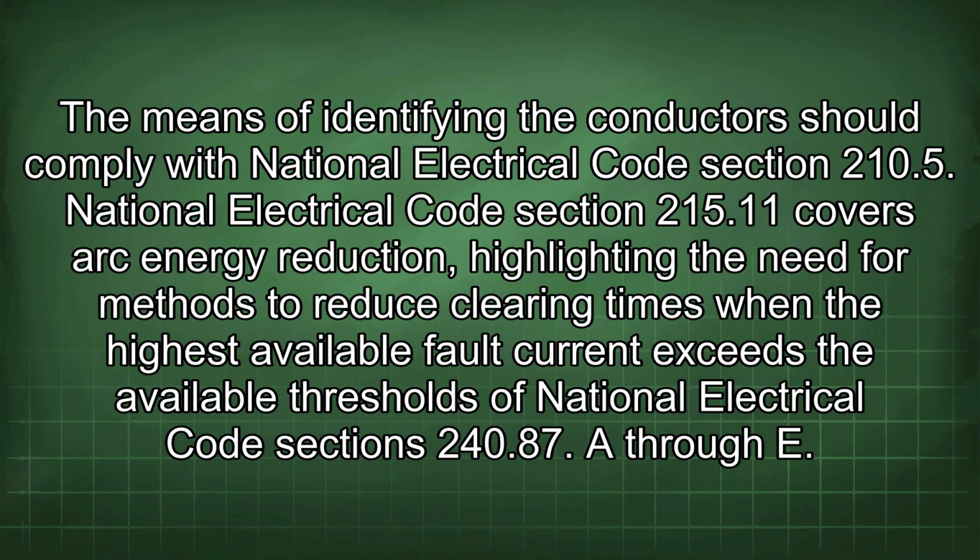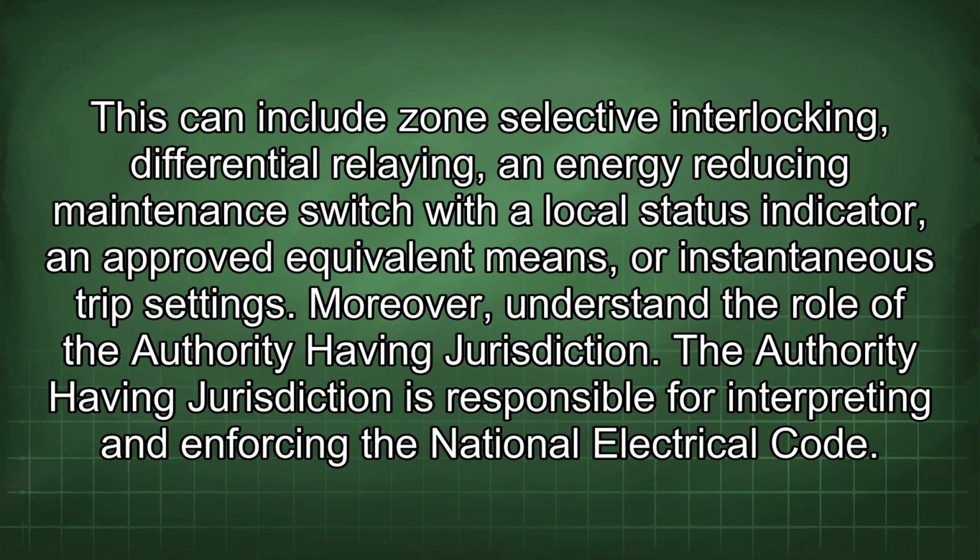National Electrical Code Section 215.11 covers arc energy reduction, highlighting the need for methods to reduce clearing times when the highest available fault current exceeds the available thresholds of National Electrical Code Sections 240.87(A) through (E). This can include zone selective interlocking, differential relaying, an energy-reducing maintenance switch with a local status indicator and approved equivalent means, or instantaneous trip settings.